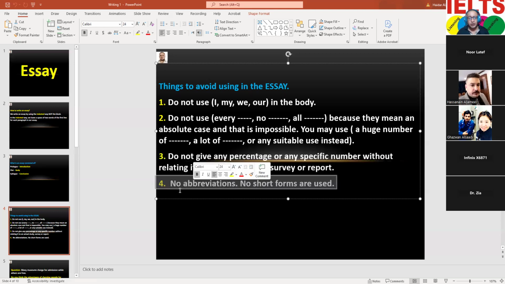Number 4, no abbreviations. That means no short forms are used. For example, he is not. Write in full words. Always, in the essay, write in full words.